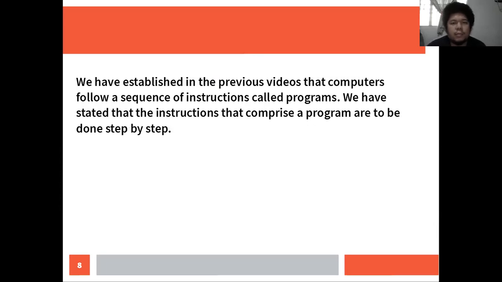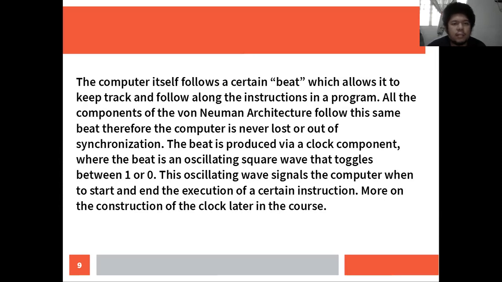We have established in the previous videos that computers follow a sequence of instructions called programs. We have stated that the instructions that comprise a program are to be done step by step. The computer itself follows a certain beat, which allows it to keep track and follow along the instructions in a program. All the components of the von Neumann architecture follow this same beat. Therefore, the computer is never lost or out of synchronization.